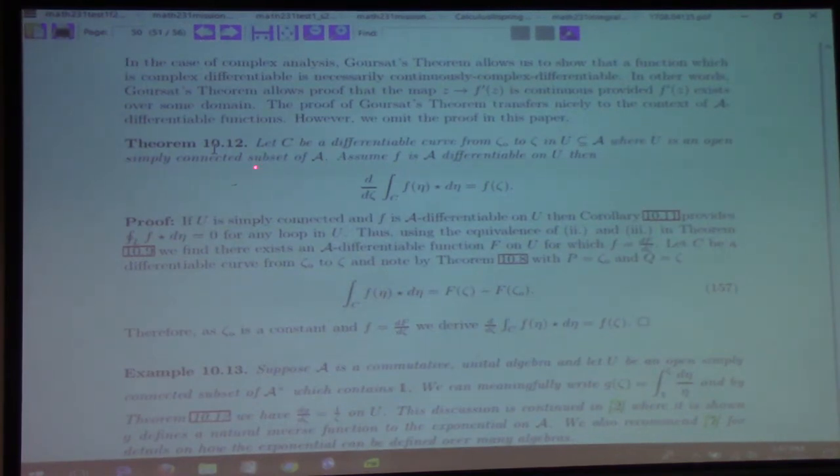The kind of weird thing is this result here. I have zeta as an arbitrary point in an open simply connected subset of the algebra, and C is going from some point zeta naught to zeta, where it's a variable endpoint. So it makes sense to differentiate that, and if you do that, you get f of zeta. So this is the algebra analog of the fundamental theorem of calculus part 1. Kind of funny, it comes at the end of everything, right? In calculus, we prove it at the start, typically.